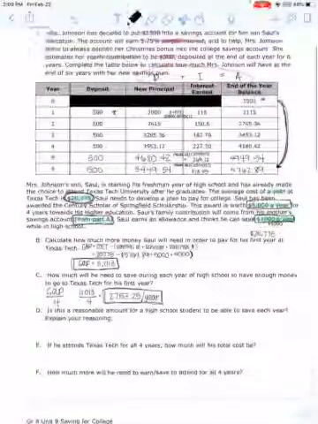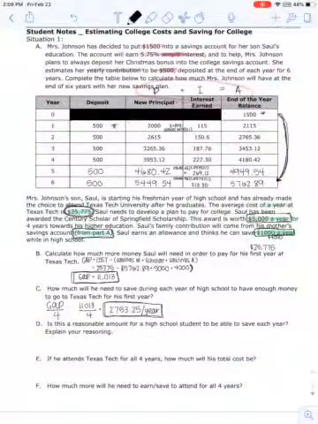Part D asks, is this a reasonable amount for a high school student to be able to save each year? Explain your reasoning. Now, I want you to think about this. He might be able to get a job. It might pay well. It might pay minimum wage. He's a high school student, so he's not paying for rent most likely. He's probably living with his parents. He might not be. So this question I'm going to leave kind of up for your interpretation.